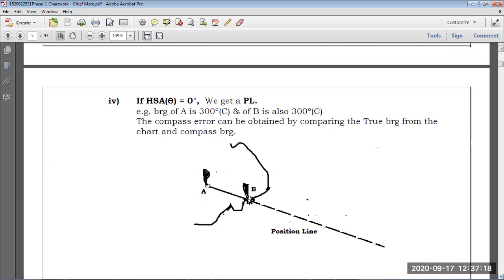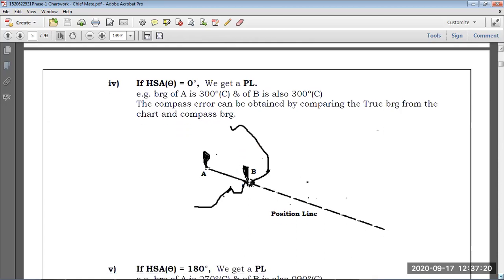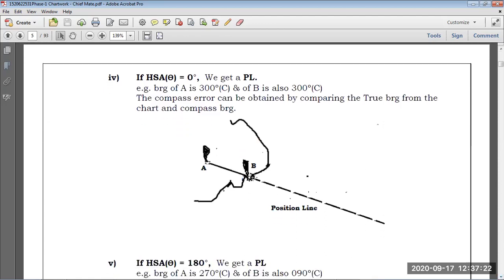Now case 4 is if HSA is equal to 0. If HSA is equal to 0, that means the angle between these two lighthouses is 0. That means it is a transit bearing. So we just join these two lighthouses and extend this line. This will be our position line. So this is the case when we get a position line from horizontal sextant angle.